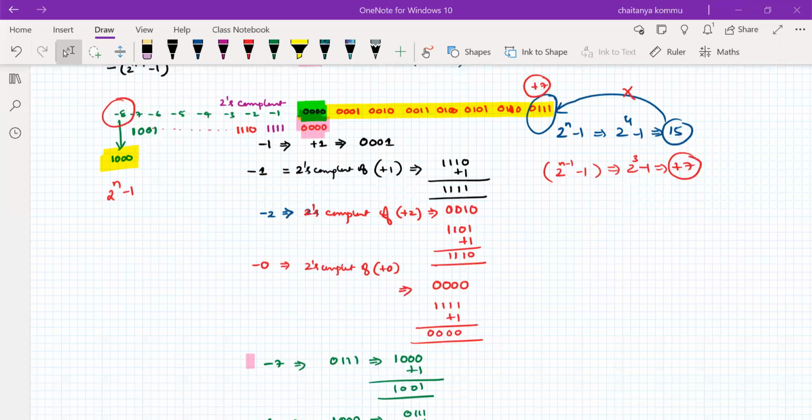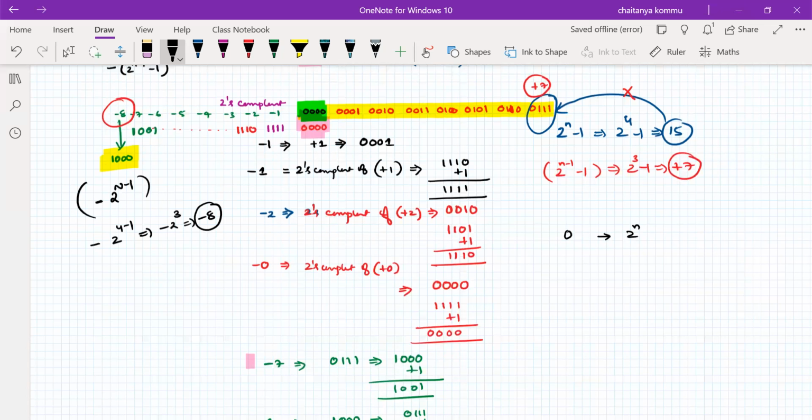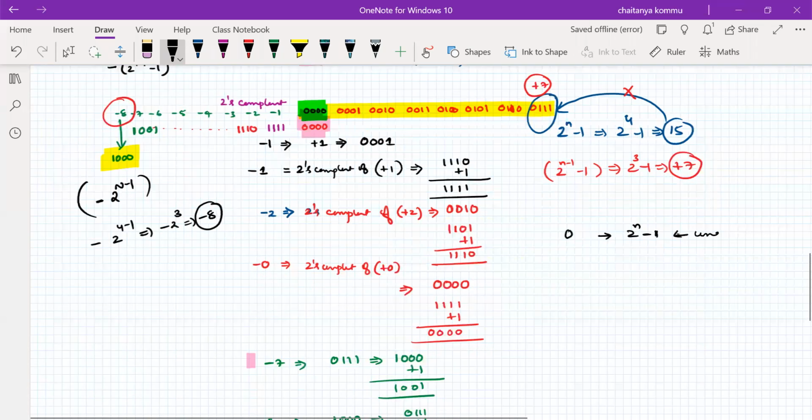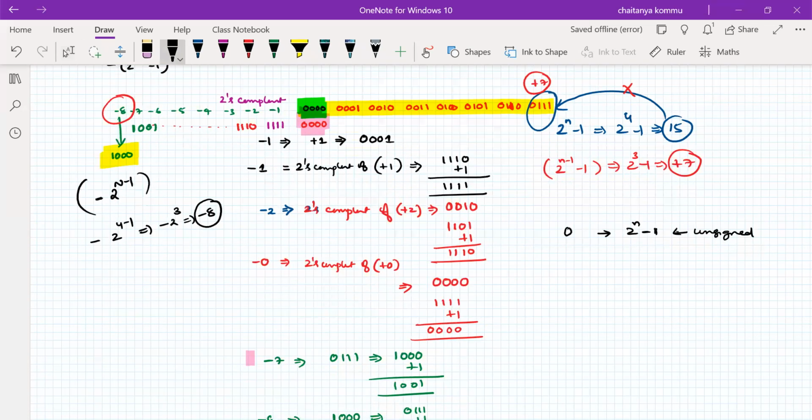Yes. 2 power n minus 1, sir. Exactly. Simply 2 power n minus 1. That's it. It's on the negative side, so we have to write negative. Therefore, the value of this one is minus of 2 power 4 minus 1, that is minus of 2 power 3, which is equal to minus 8. That's it. So for unsigned, the range is 0 to 2 power n minus 1. Very important. These are the questions you will face in interviews as well as competitive exams.